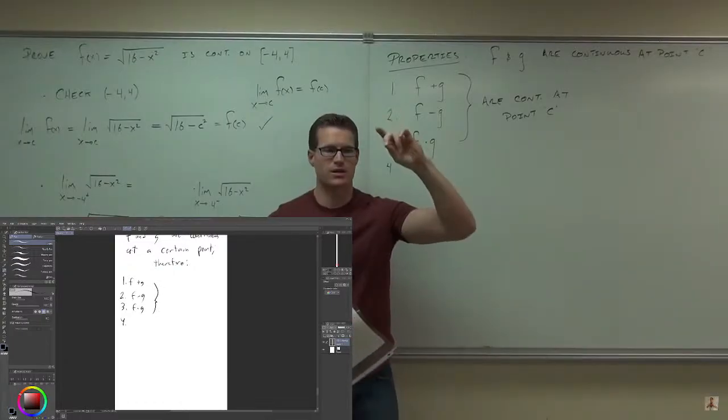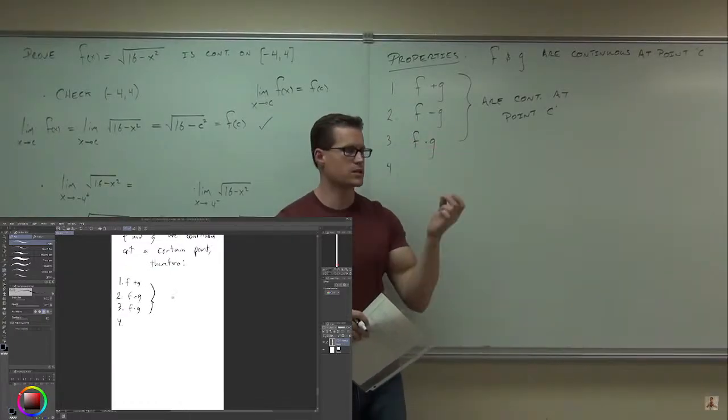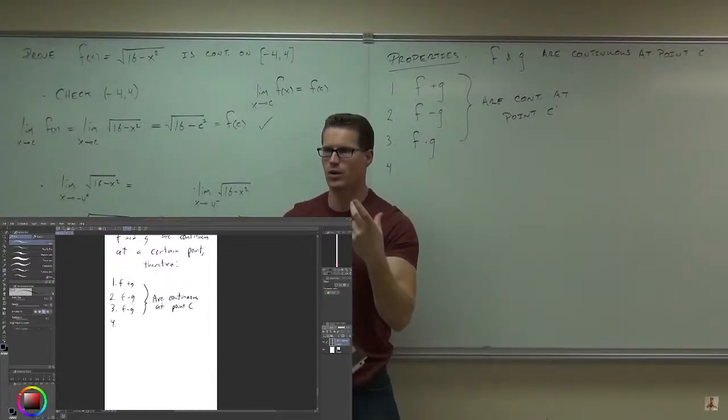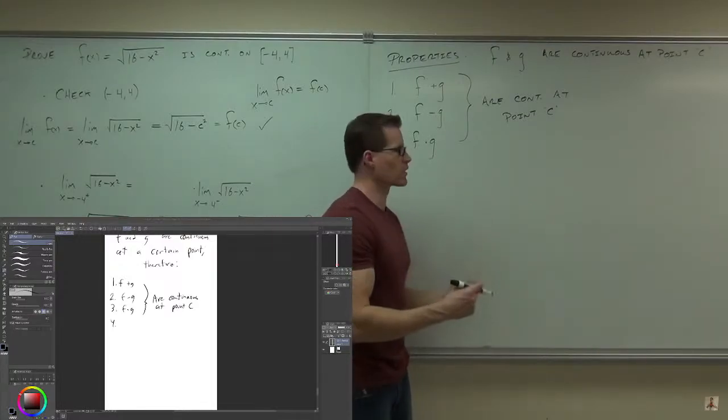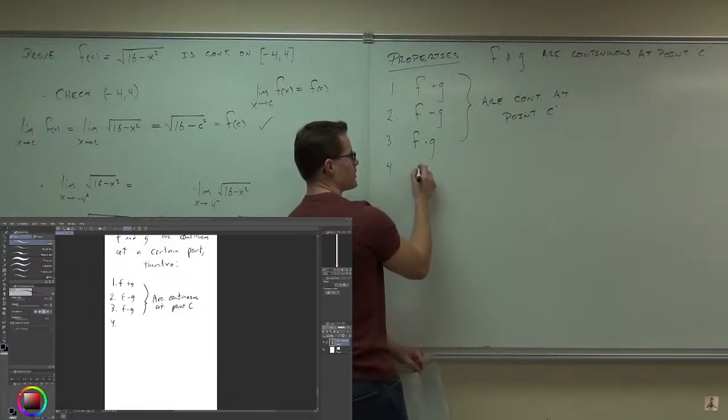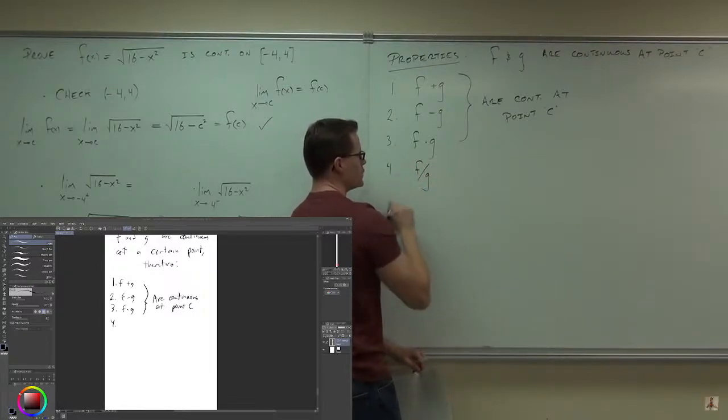So if f is continuous and g is continuous at a certain point, then we can do f plus g, f minus g, and f times g, and they're all continuous at that exact same point. Does that make sense to you? Where it wouldn't be the case is, let's say that f was continuous, but g wasn't continuous at a certain point. If you add them, well, then g's still not continuous there, no matter what you do. So that wouldn't work. The other one, well, you probably figured out, is f over g.